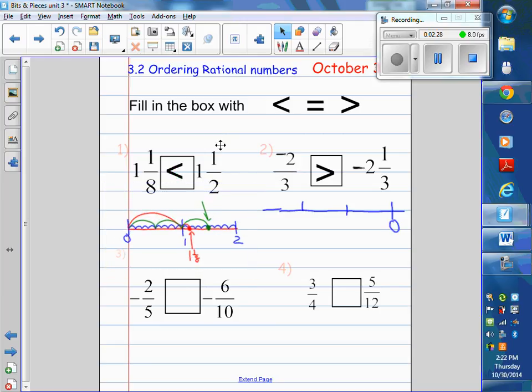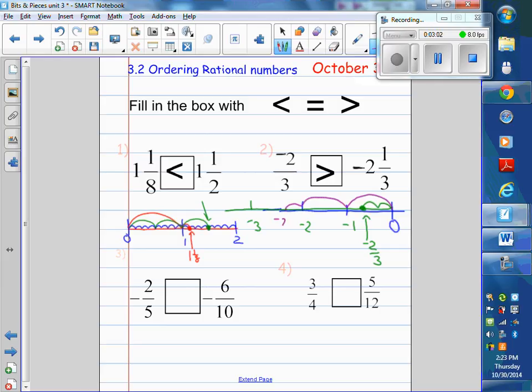Okay, so if this is -1 and this is -2, and I have my number line, -3 would be about here. -2/3 is before -1. It's right there. That's -2/3. And -2 1/3. This one you have to go to the left 2 whole jumps and then 1/3 of a jump.